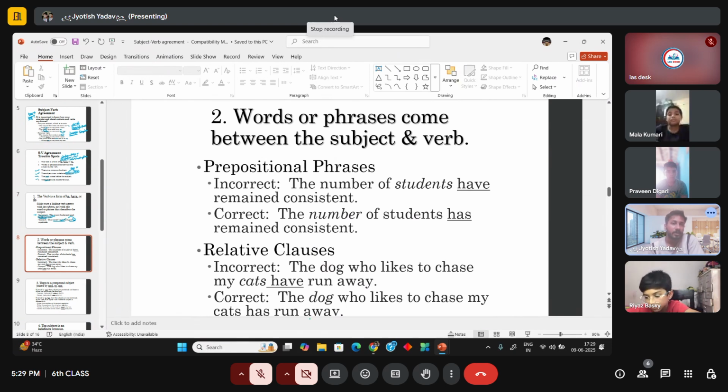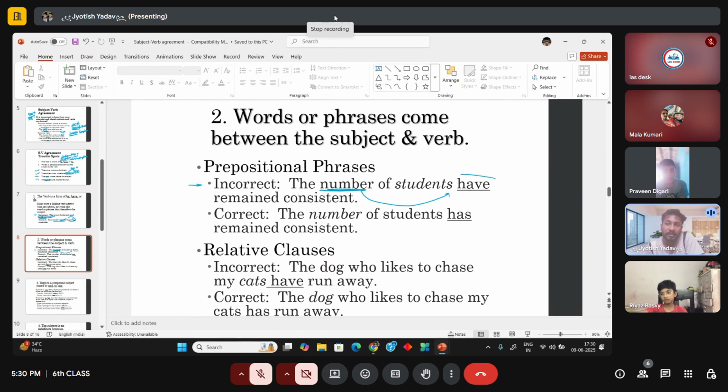What does this mean? This means the prepositional phrase, just like I have a book on the table, that is the preposition. Preposition means telling the position with respect to a noun with the other noun. If you see here, "The number of students have remained constant." It is incorrect. Why is this incorrect? Because if you see here, the number is what? Singular. So it will decide this.